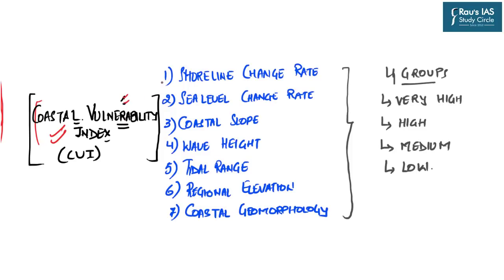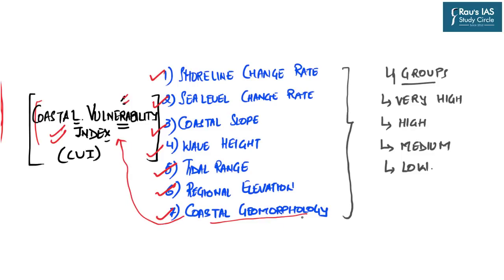The first is the shoreline change rate, second is the sea level change rate, third the coastal slope, fourth the wave height, fifth the tidal range, sixth the regional elevation, and seventh the coastal geomorphology. Now, all these points are self-explanatory in nature. For example, what do you mean by the coastal geomorphology and how will it impact the vulnerability of the coast?